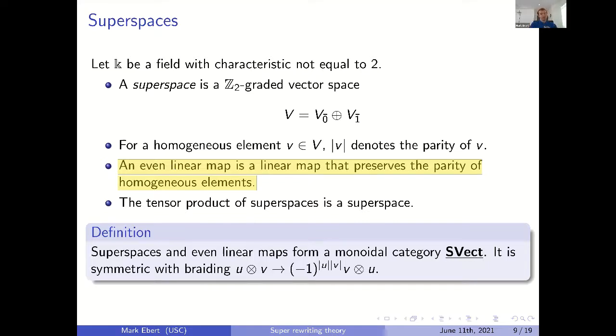And superspaces and even linear maps form a monoidal category called S-vect. It's actually a symmetric monoidal category with braiding given by U tensor V goes to a sign times V tensor U.